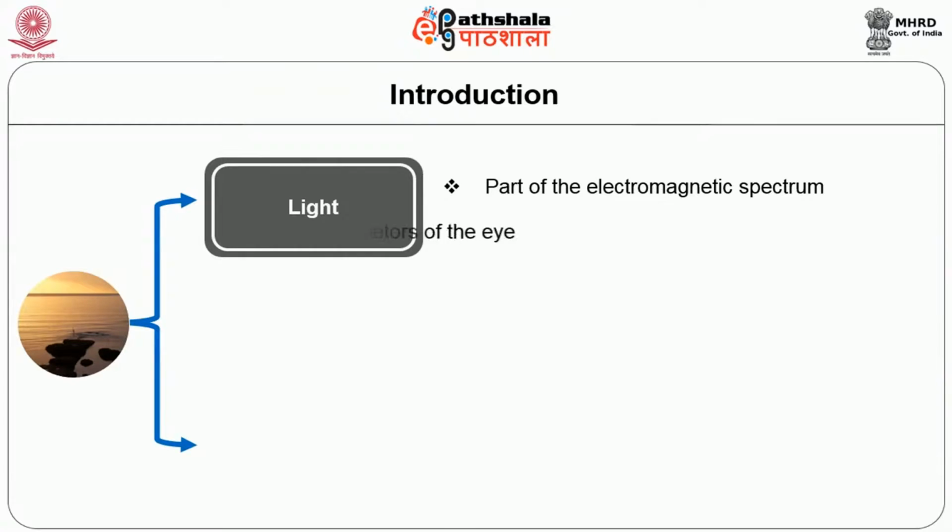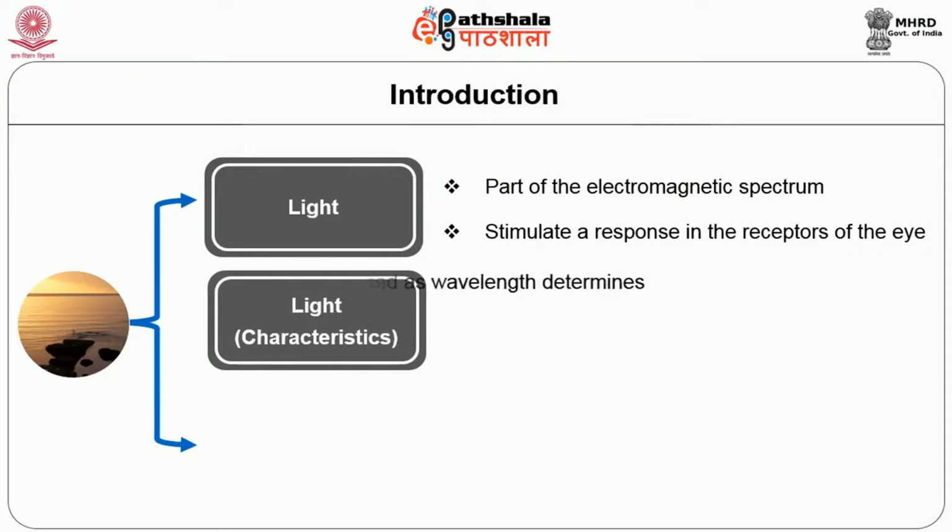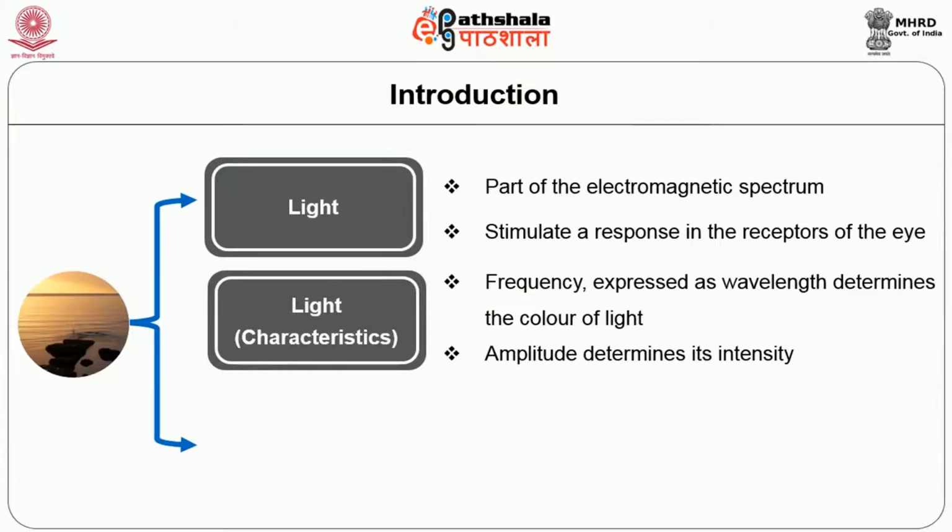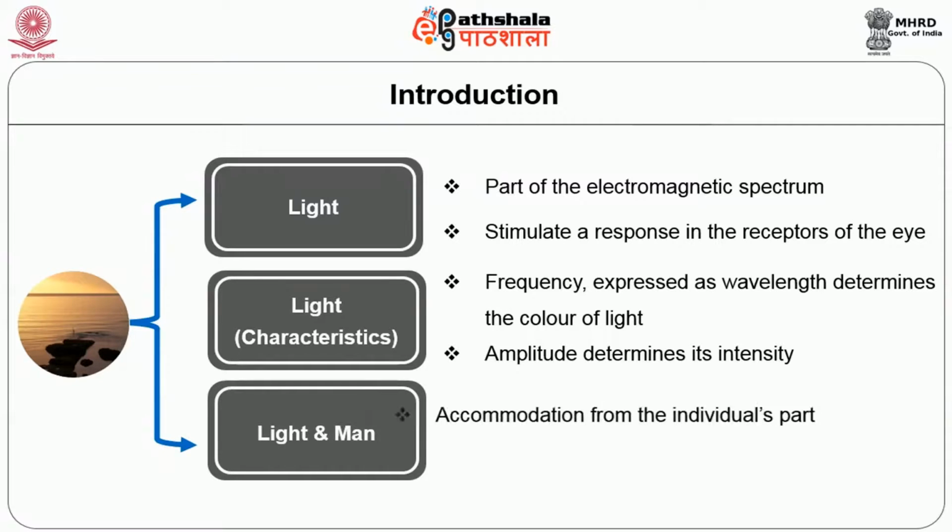Light is that part of the electromagnetic spectrum which will stimulate a response in the receptors of the eye. Its frequency, usually expressed as wavelength, determines the color of light and its amplitude determines its intensity. Accommodation from the individual's part enables focusing of vision. Hence, the need to study lighting in interiors, especially when activities are carried out indoors. It is necessary to provide some sort of artificial illumination.